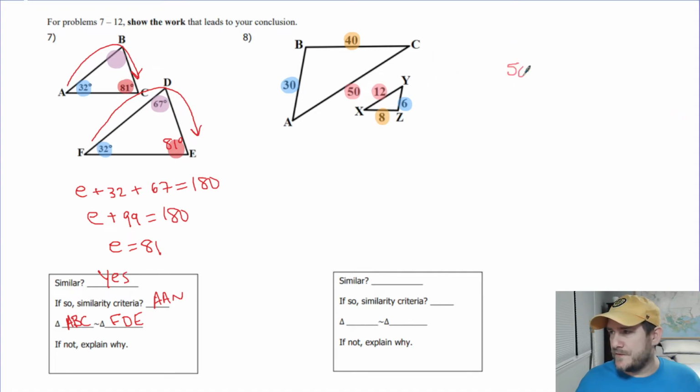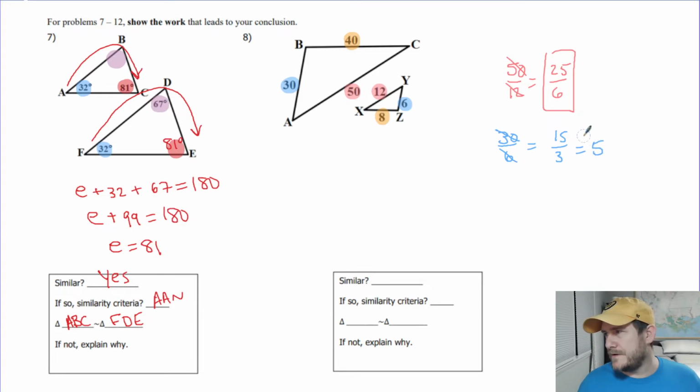So let's start with 50 over 12. I can chop both of those in half to get 25 over 6. That's the best I can do. It's going to be 25 over 6, whatever that is. Then I get 30 over 6. Well, I can chop that in half. I'm going to get 15 over 3, which is 5. 5 is not the same as 25 over 6. So we don't even need to check the orange ones, although we can check it really easily. 40 divided by 8 is 5. So the orange and the blue are proportional, but the pink is throwing everything off.